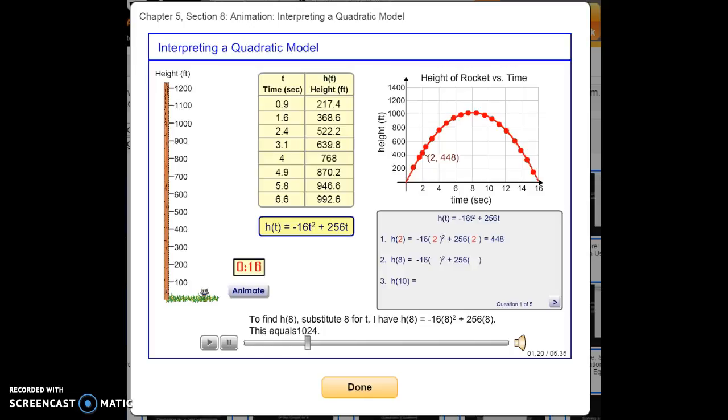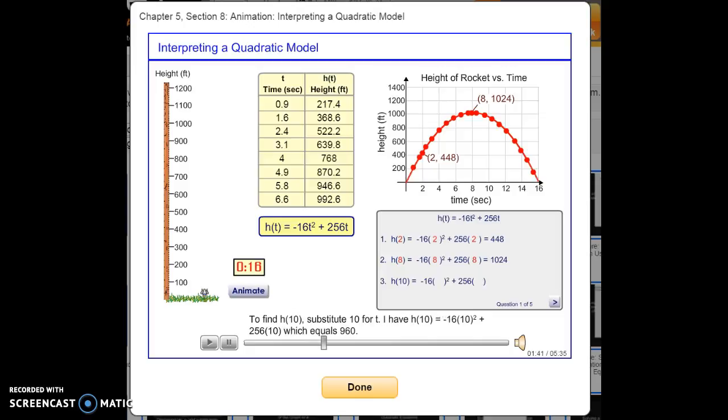To find h of 8, substitute 8 for t. I have h of 8 equals negative 16 times 8 squared plus 256 times 8. This equals 1024. This means that 8 seconds after launch, the rocket will be at a height of 1,024 feet.